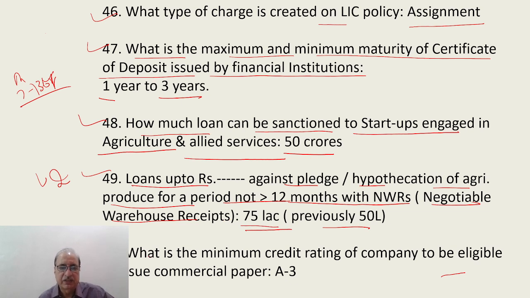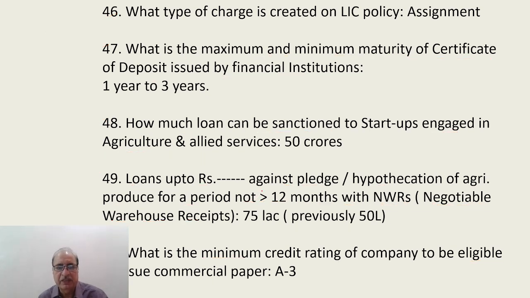And the last question is, what is the minimum credit rating of a company to be eligible to issue commercial paper? Commercial paper can be issued by corporates. For them, what should be the minimum credit rating? A3 as per SEBI guidelines. A3. So these were the 50 questions.